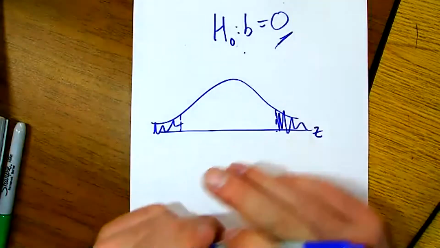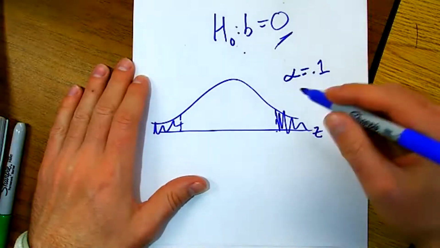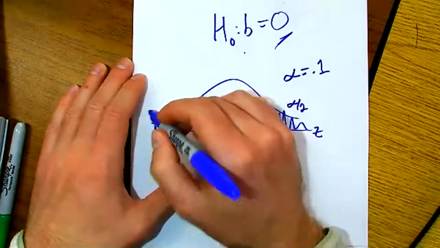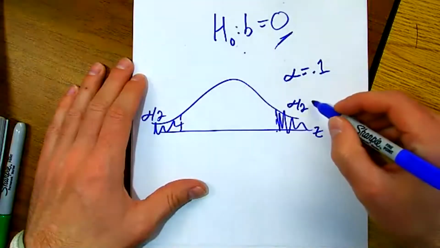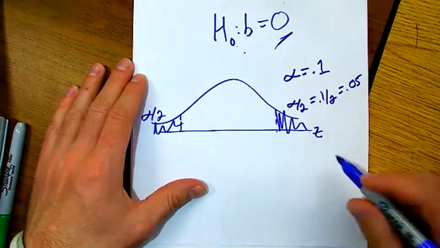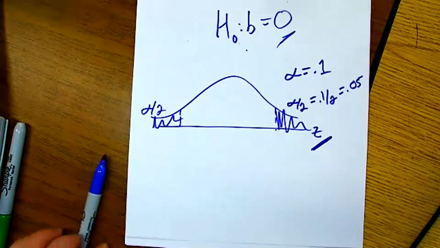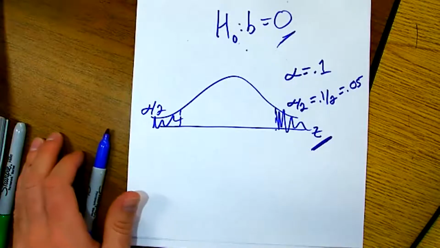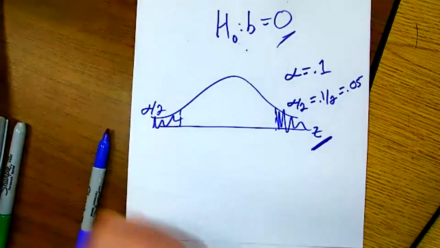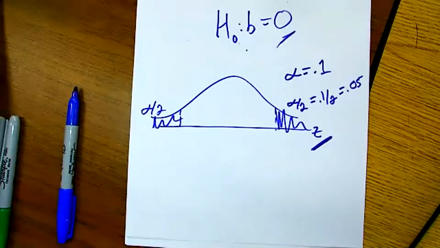At the 90% confidence level, my alpha would be 0.1. That means there's alpha over 2 in each tail, or on each side. So 0.1 over 2 is 0.05. And I'm dealing with proportions. As we laid out last class, when we're looking at proportions, we should be dealing with the standard normal distribution. So there are two ways I can do this.